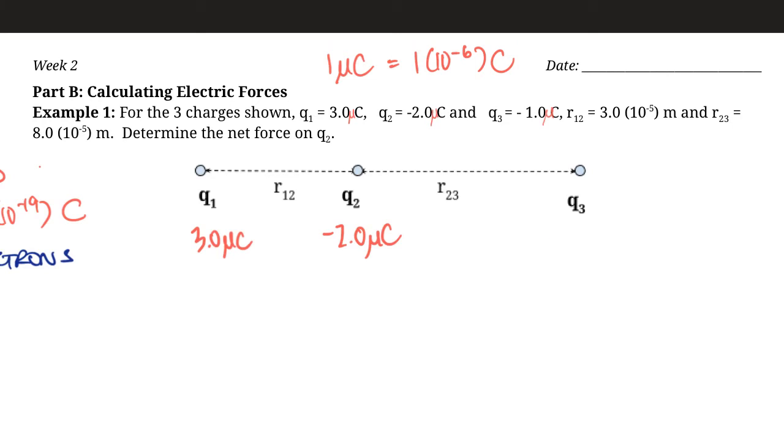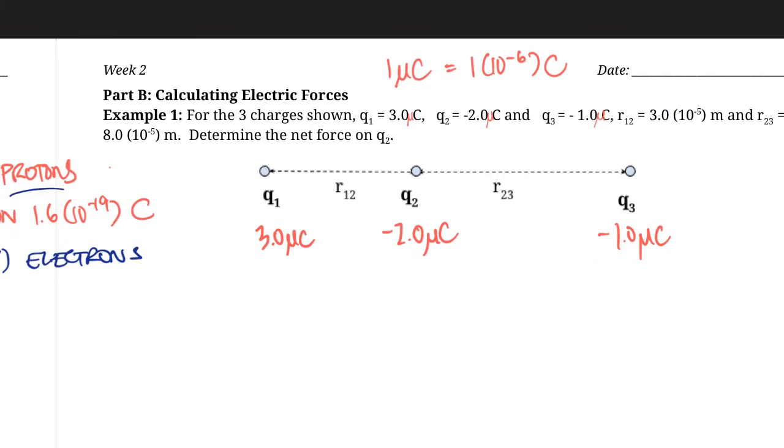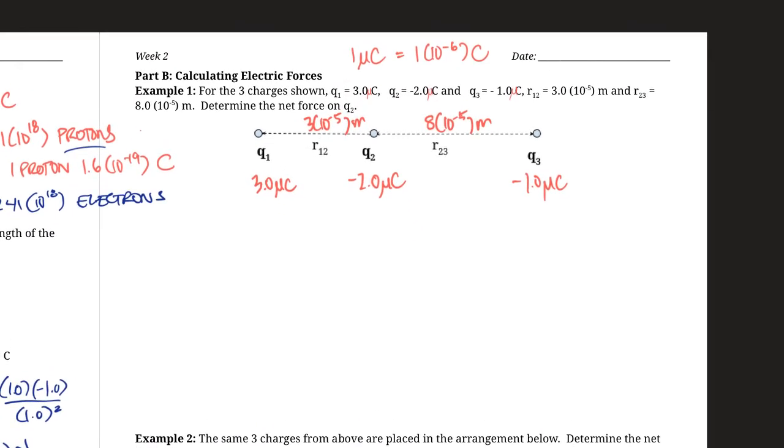And we have negative 1 microcoulombs. And the distances between them, I've made those 3 times 10 to the negative 5 meters and 8 times 10 to the negative 5 meters. All right? So we want to find the net force on Q. So let's think about this. What forces are going to be acting on Q? If I draw a free body diagram of Q right here, what forces are going to be acting on Q?